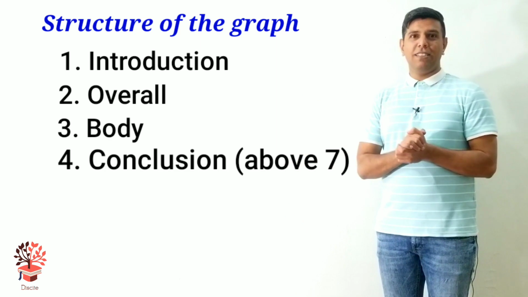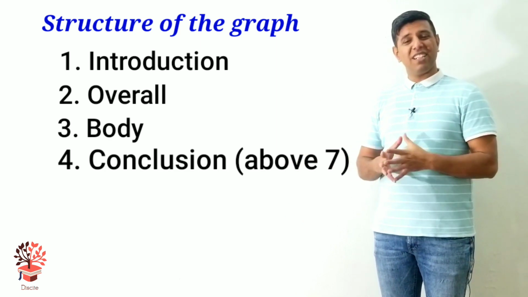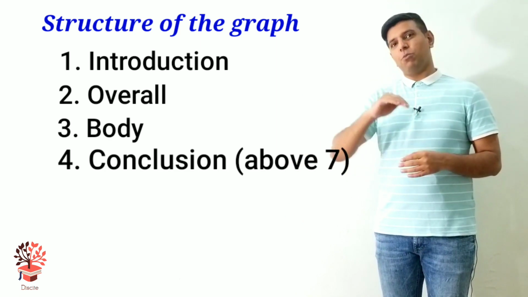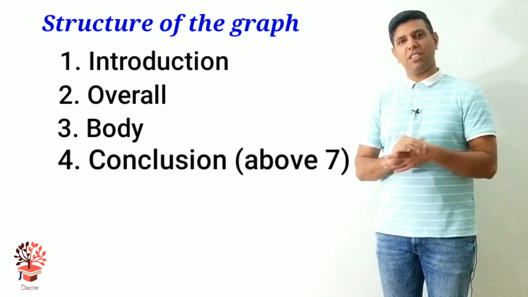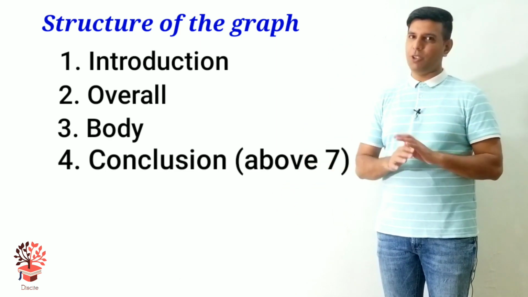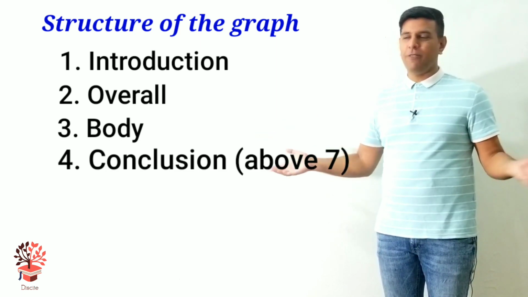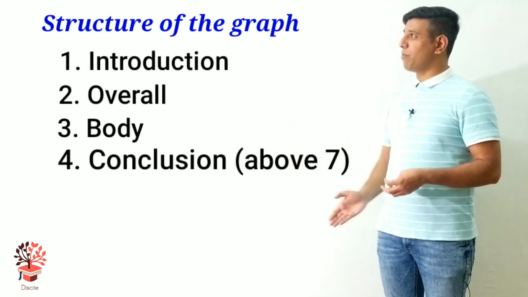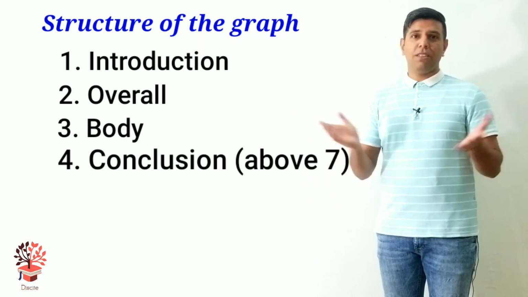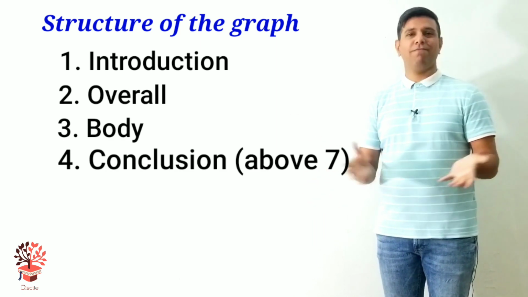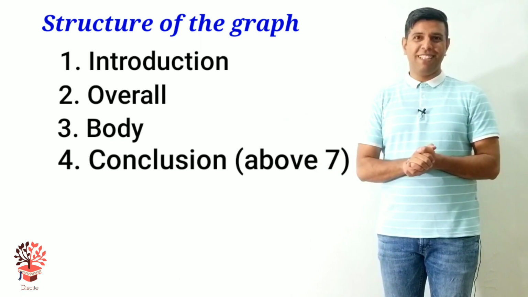But since some examiners would want to get a conclusion from you, if you want to score more than 7.5, write one. If you're looking for a 6 or 6.5, you don't need a conclusion. You'd be okay without that, because some examiners don't need a conclusion. They feel that in graph writing, we'll be writing a description, so there should be no conclusion. But some examiners want that, so why take a risk?